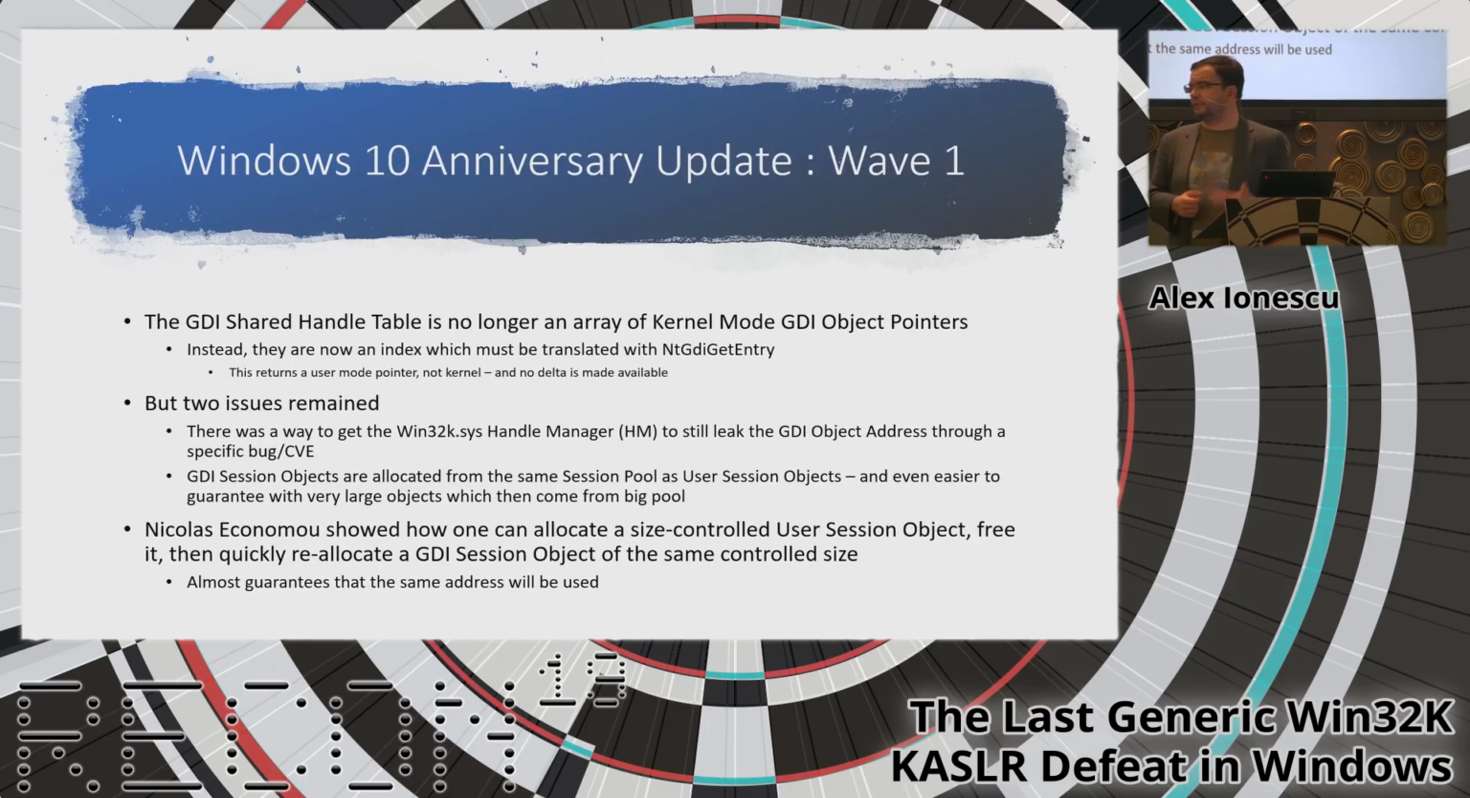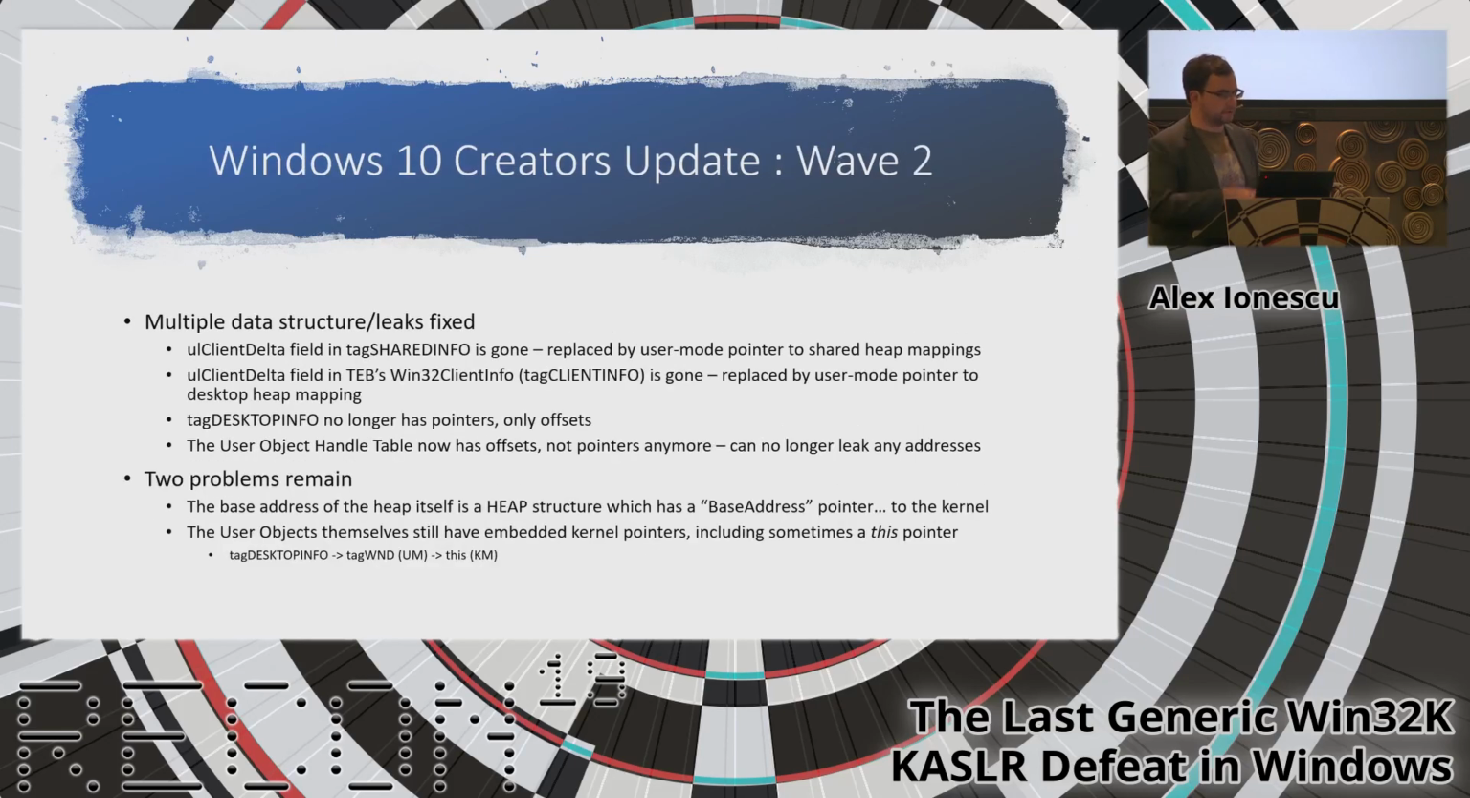And Nicolas Economou and a few other researchers gave lots of talks about how to bypass this initial protection that they added. So this really didn't last long, and so in Creators Update, they said, all right, let's go at it harder. And they attacked a bunch of the other data structures that were still leaking kernel pointers. They got rid of the delta. They got rid of the user session object leaks as well. And now both tables have either user mode pointers or offsets or indices. So there are no more kernel pointers in the data structures involved in managing the heap, or in the data structures in the TEB or in the PEB. So we think we're good to go.